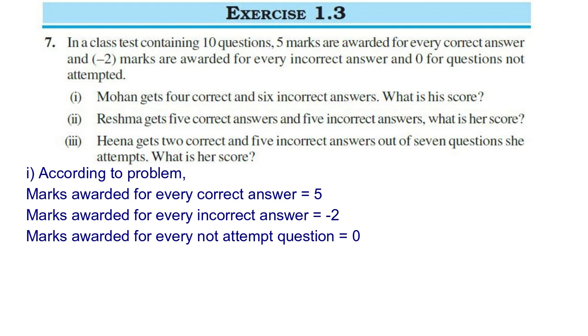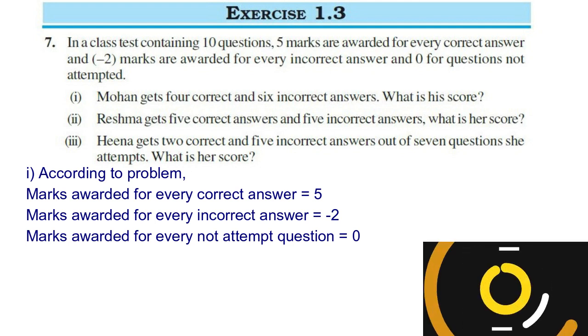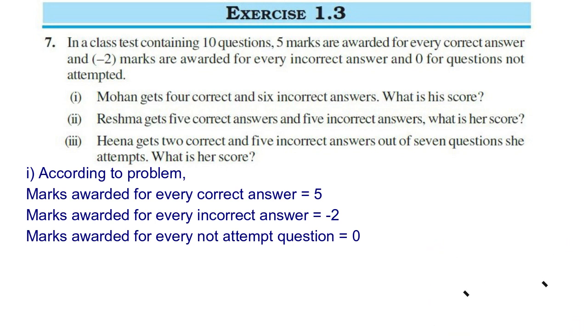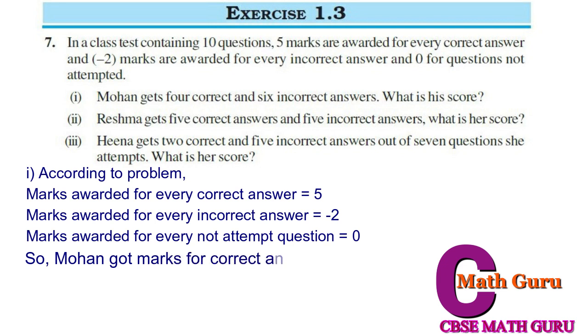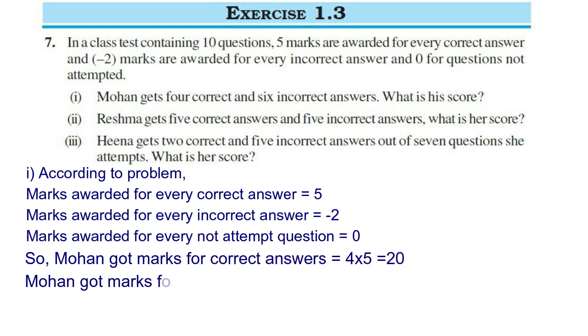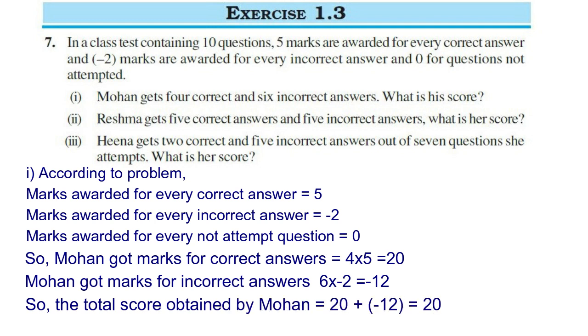For every correct answer, he got 5 marks. So for 4 correct answers, he got 5 into 4 means positive 20 marks. And for every incorrect answer, he got minus 2 marks. So for 6 incorrect answers, he got 6 into minus 2 means minus 12 marks. So for correct answers he got 20 marks, and for incorrect answers he got minus 12. Therefore the total score obtained by Mohan equal to 20 minus 12 means 8.